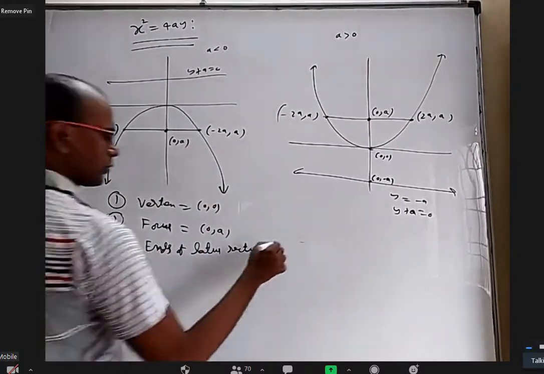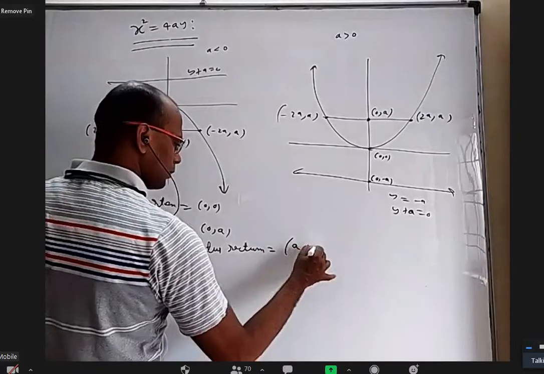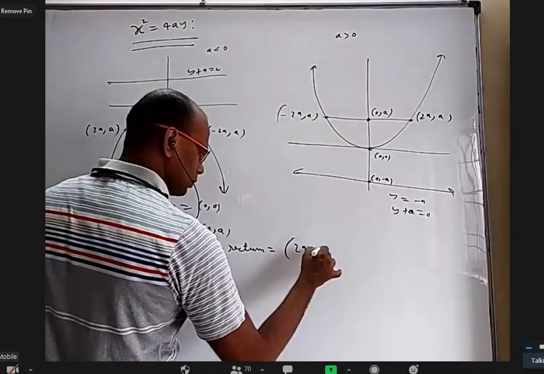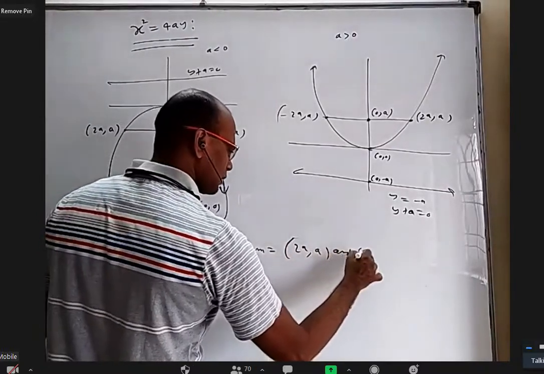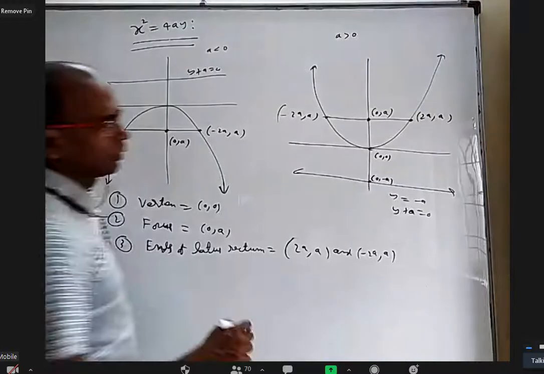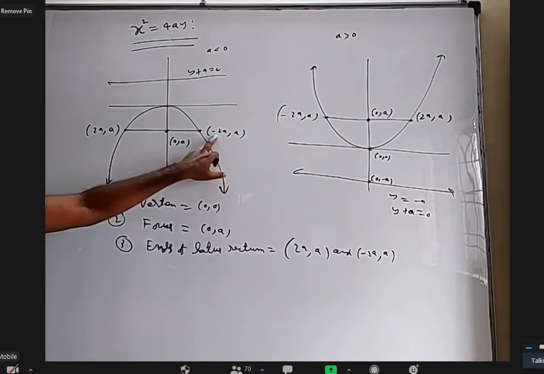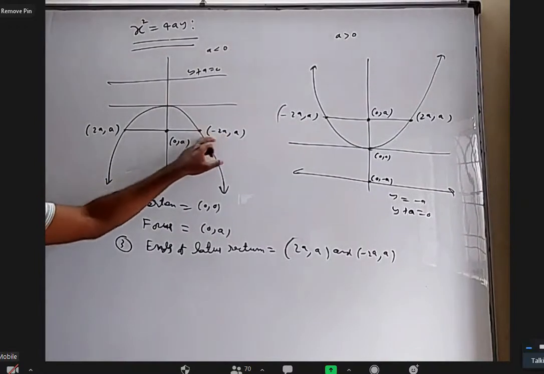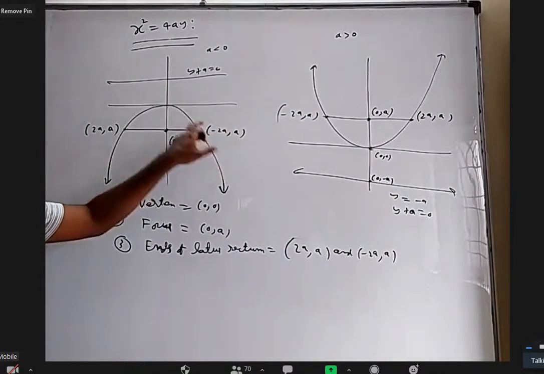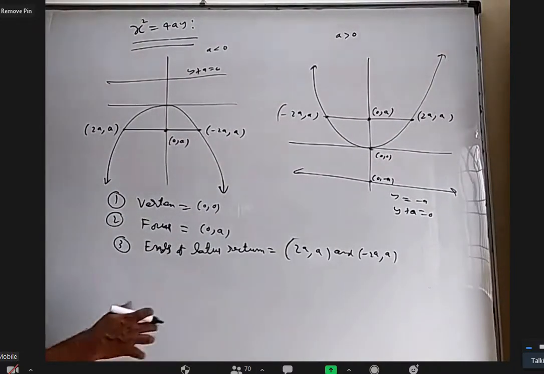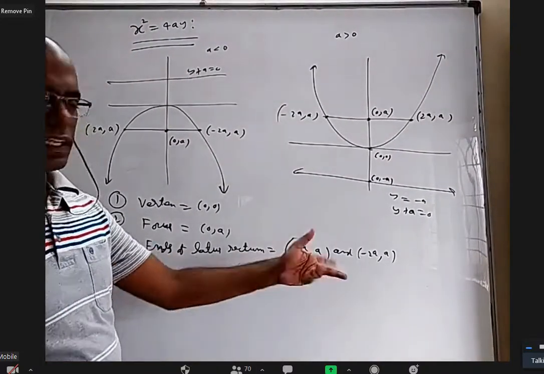Ends of latus rectum are 2a comma a and minus 2a comma a. That is the reason I wrote minus 2a here actually. Here, because this is the fourth quadrant, the x coordinate should be positive. A is actually negative, so minus 2a is positive. Anyway, these are very simple. Take the previous formulas, interchange them, that's all.